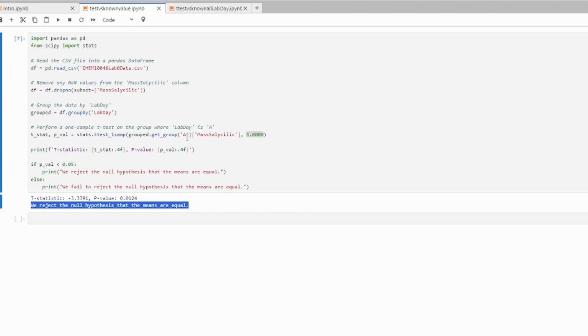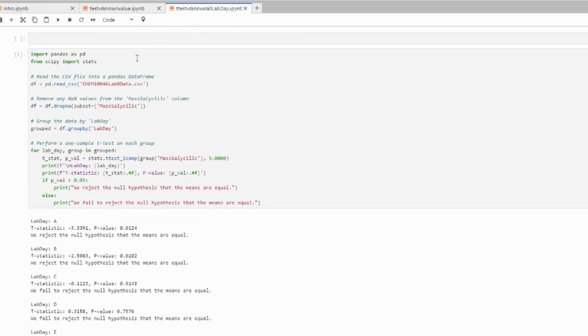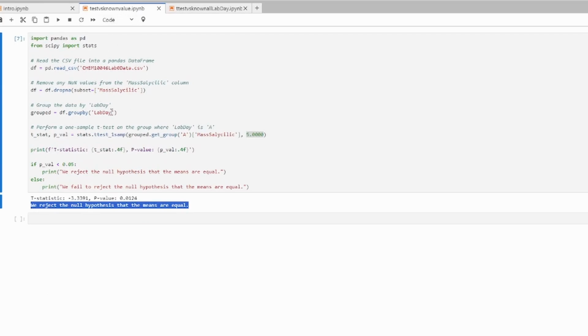So we can now go lab day A, lab day B, lab day C. For everything in the grouped lab day, we can cycle through this, compare it to the value 5 and spit it out. So I'll show you what that looks like. Over here in this one, again, I used ChatGPT or Copilot to do this, but it's essentially the same thing. I'm going to read in pandas and SciPy, read in my data frame, drop anything from the mass salicylic column, and group by lab days. This is exactly the same as we've got so far, right up to this point.